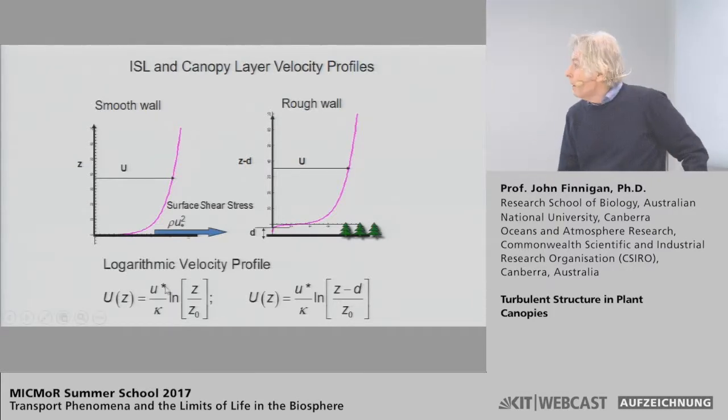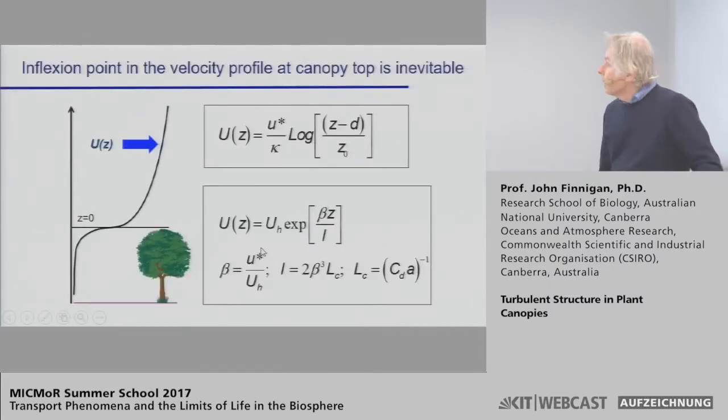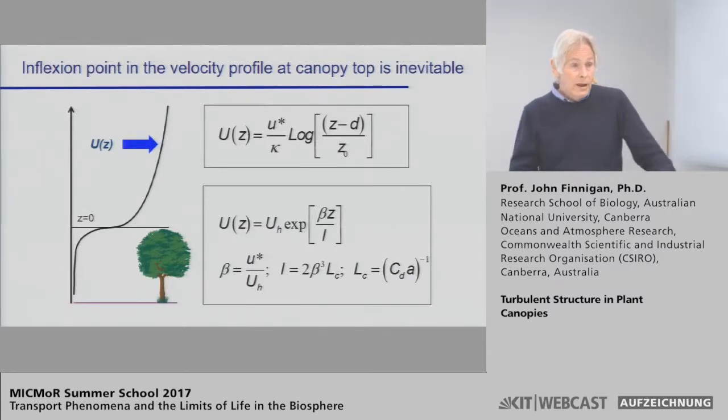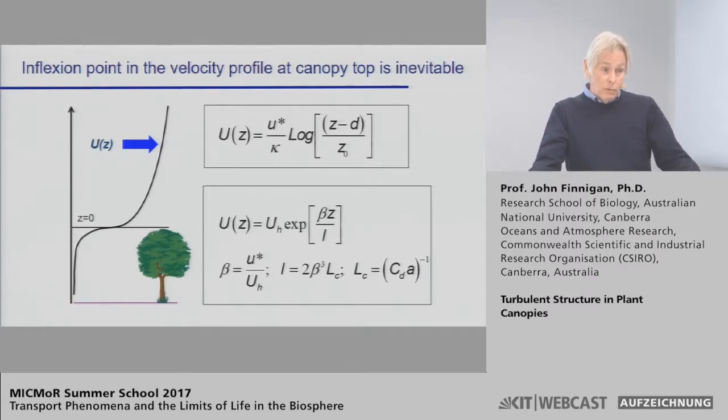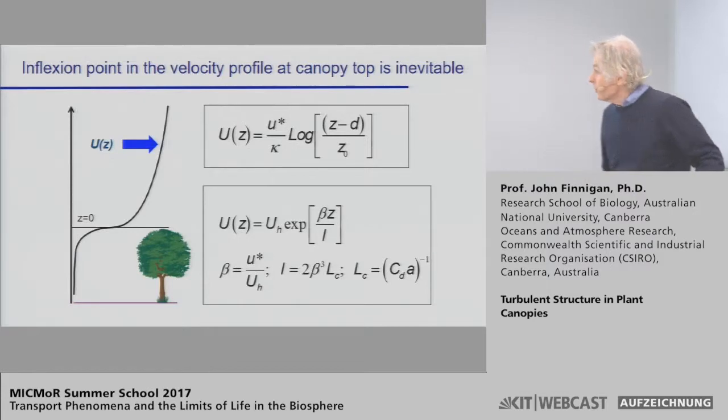Now, we also talked very much about the fact that the velocity profile within the canopy is exponential or concave, whereas the velocity profile above the canopy is logarithmic or convex.